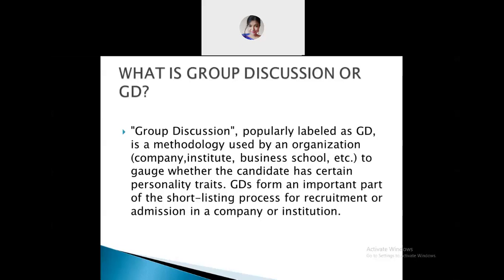Is it clear, students? What is a group discussion? Now, if somebody asks you this question, will you be able to answer it?